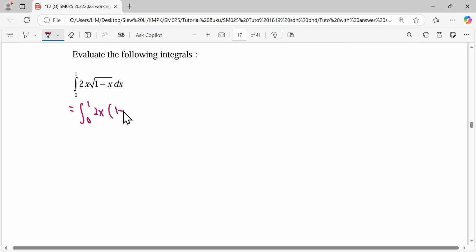Where the square root we can simplify into the power of 1 over 2. Then we seek a formula. We are going to simplify, then look for a formula. If we cannot, then we will proceed to a technique of integration.